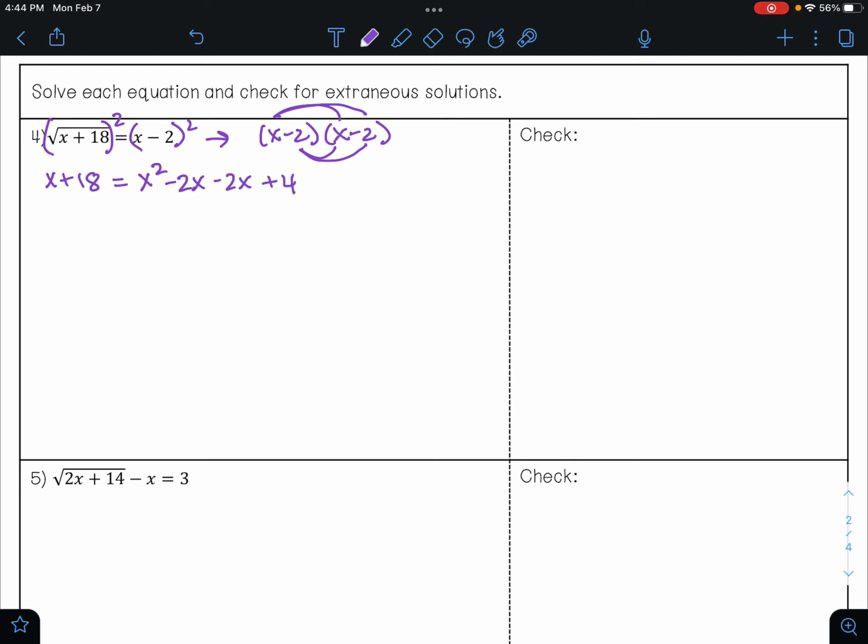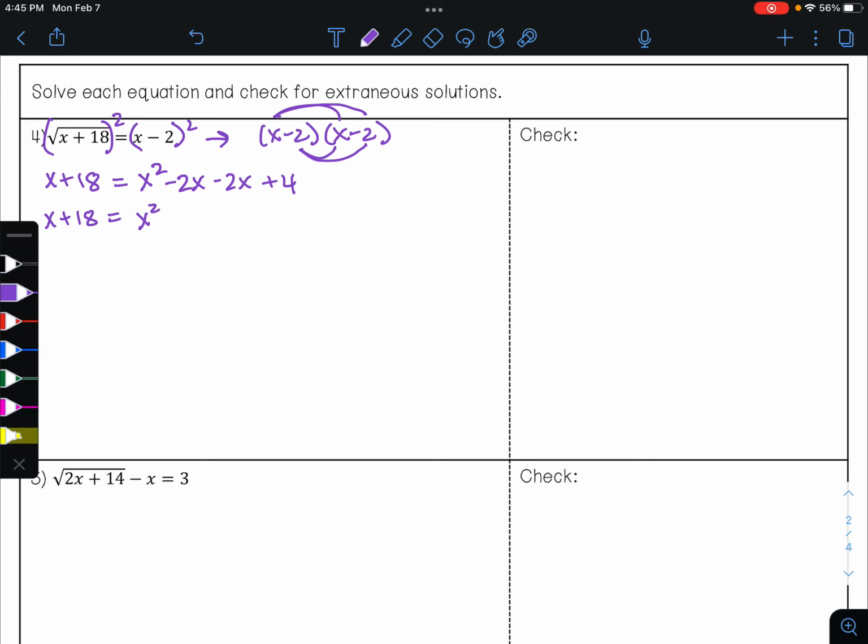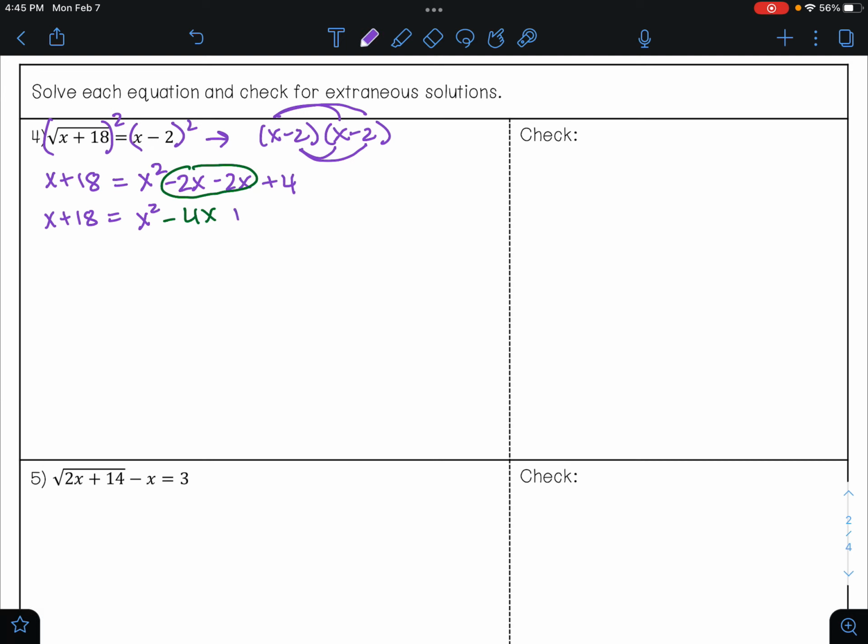So from here, you always want to combine like terms that you have on each side. There are no like terms on the left side of my equation. And on the right side of my equation, x squared does not have a like term. Negative 2x minus 2x is negative 4x. And positive 4 does not have a like term.